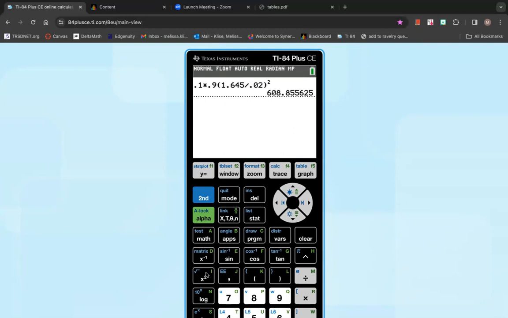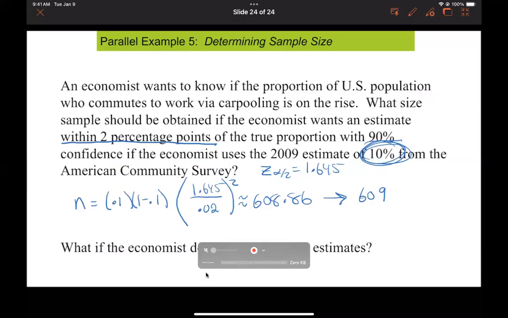Calculator typos are the bane of my existence. I do them so frequently. All right. Anyone else have questions before we do the last piece?